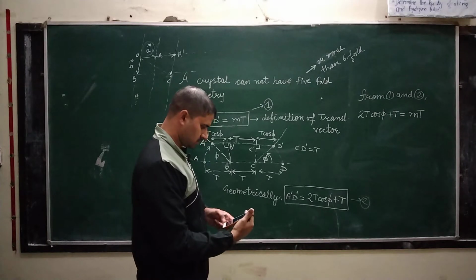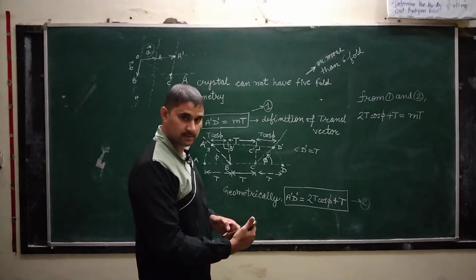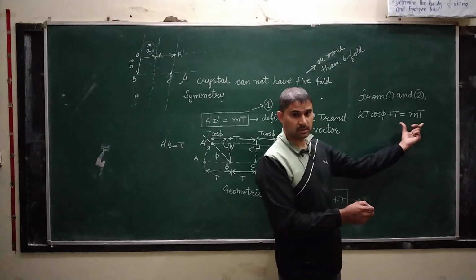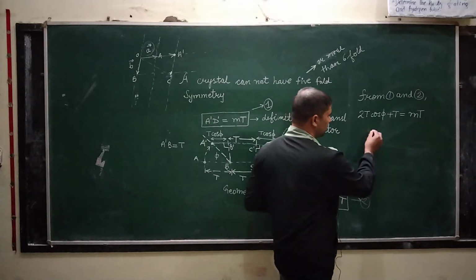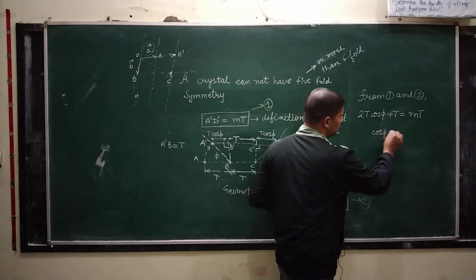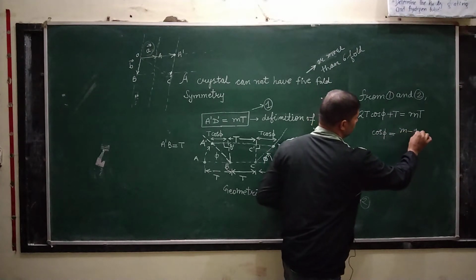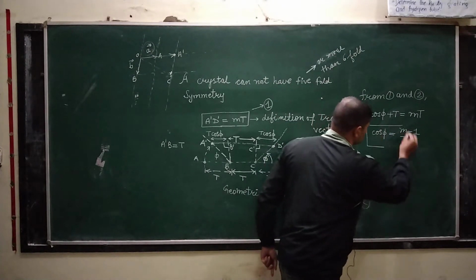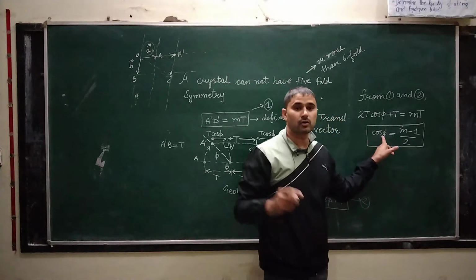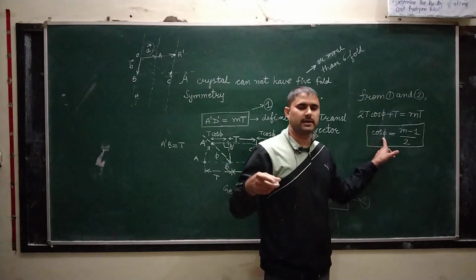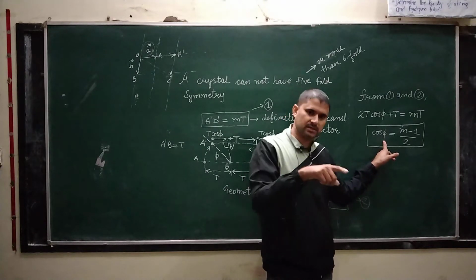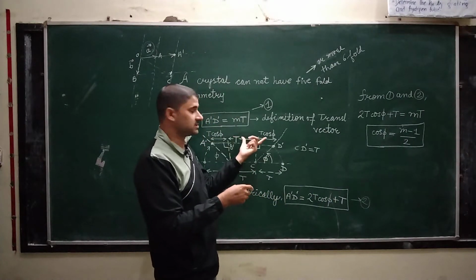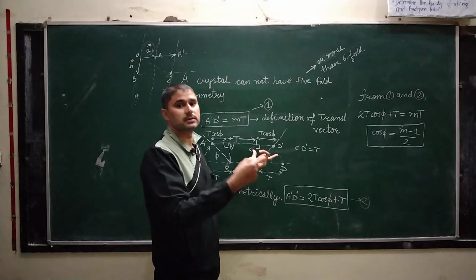Okay class, if you solve it, you will see that T is on both sides, you can cancel it, and finally you will get cos phi equal to m minus 1 divided by 2. So this is the condition which restricts the allowed values of phi. Only those values of phi are permissible which obey the rotational symmetry and translation symmetry simultaneously, others are restricted.